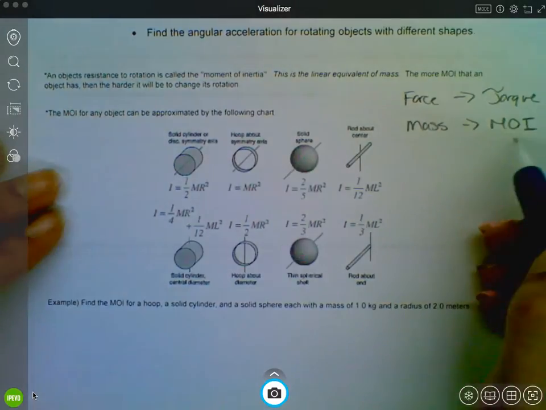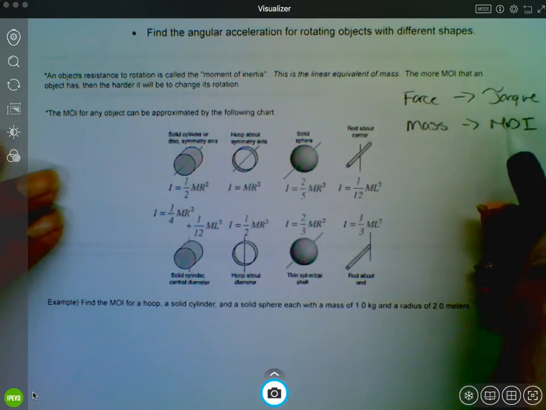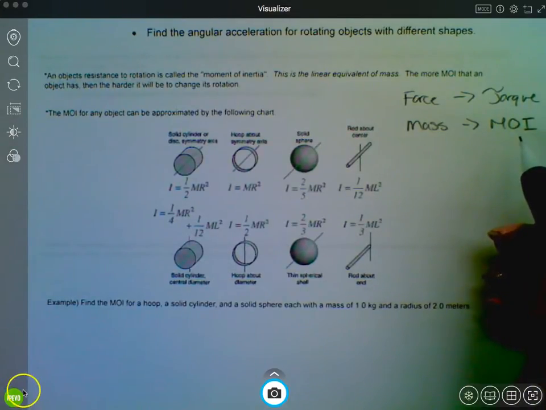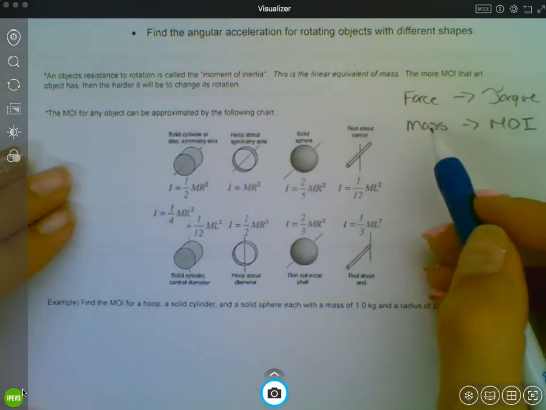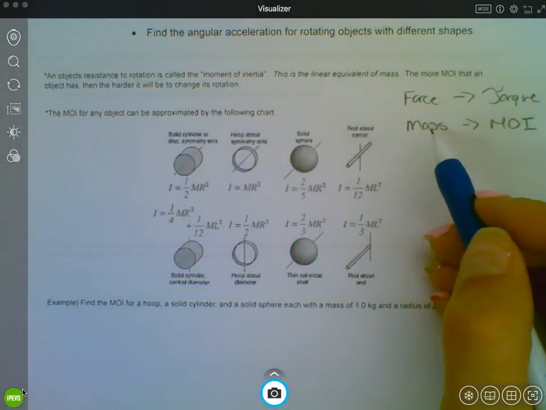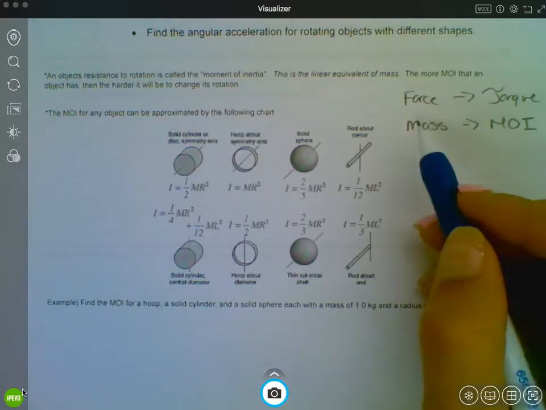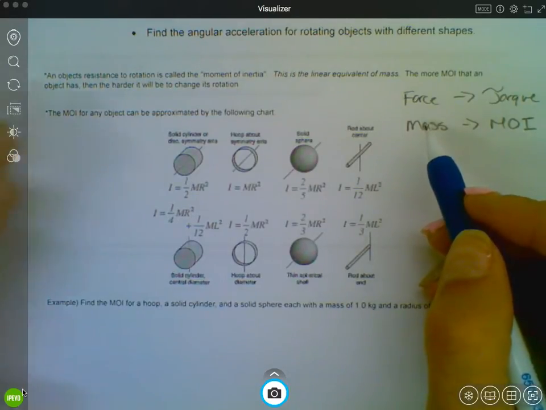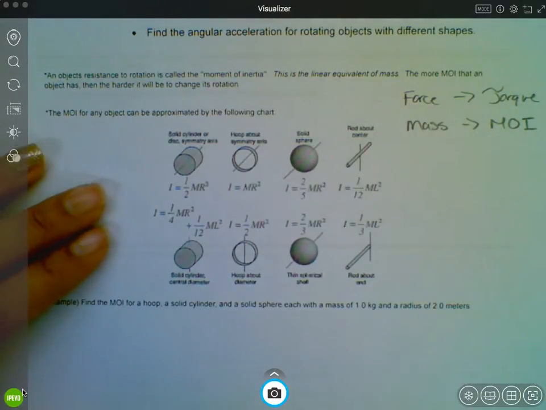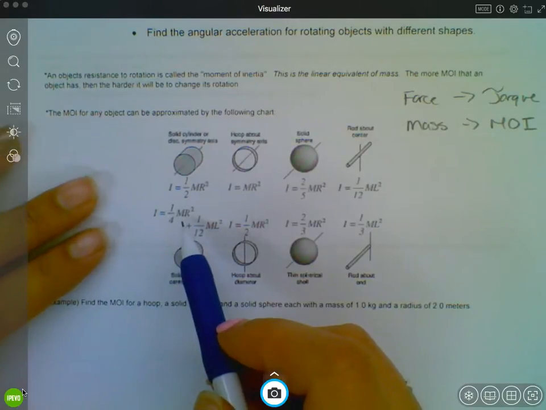The more moment of inertia an object has, the harder it is to get it to spin or to stop it from spinning. It's like the more mass an object has, the harder it is to get it moving or to stop it from moving. It's the same idea, but this is rotating. Mass is linear.